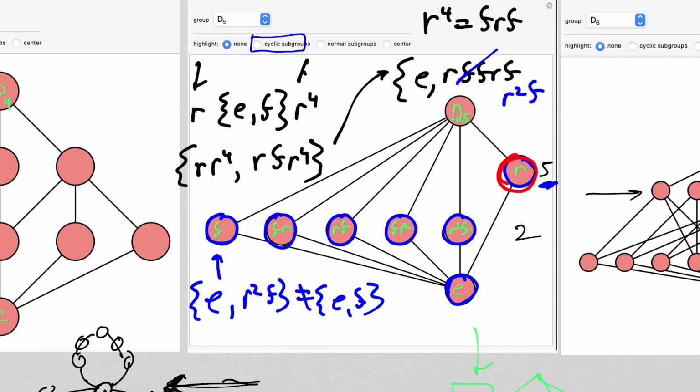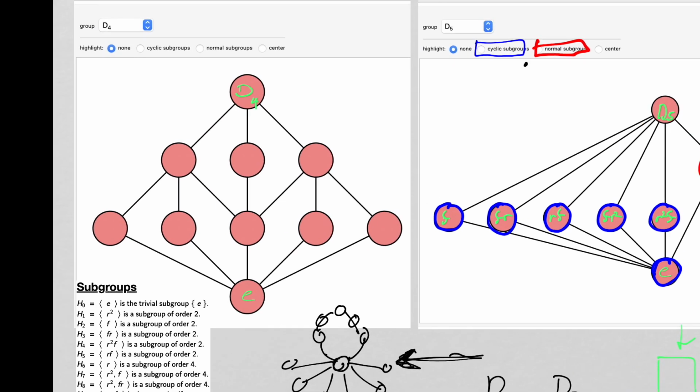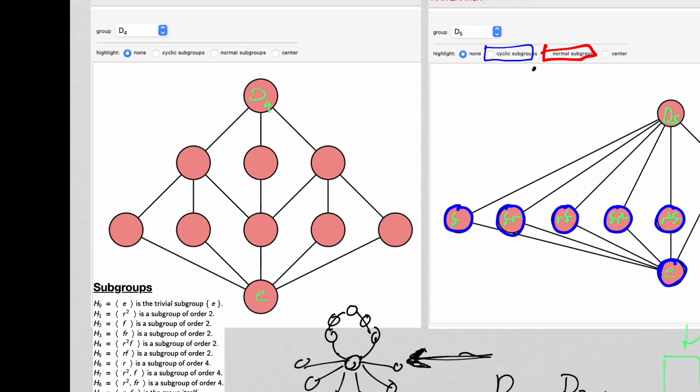Okay, let's make one other quick comment about this. So if you push the normal button, you get that one button. What's the center of this group? Well, what are the elements that commute with everything in the group? What elements of D5 commute with everything in D5? In D4, there was some elements that commuted with everything. It was this guy right here. That guy was in the center.